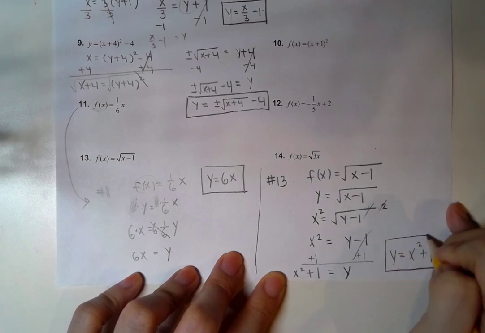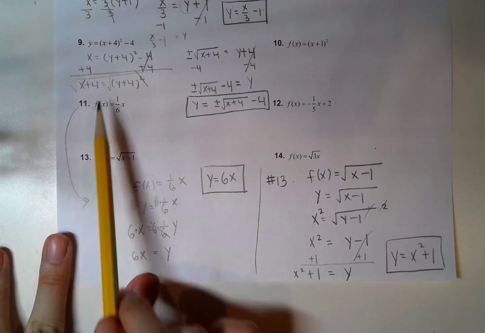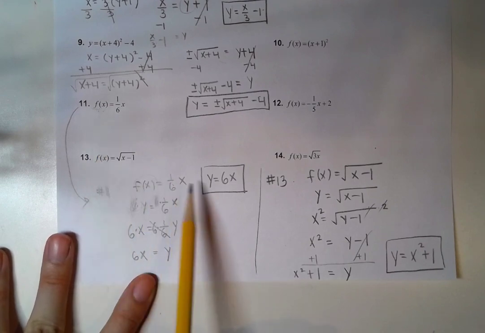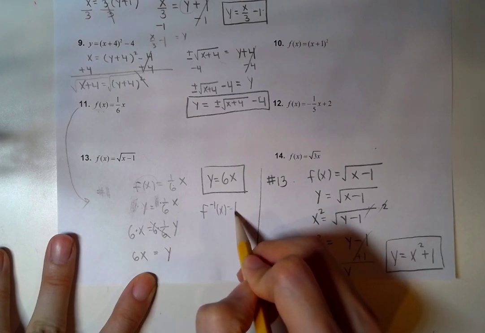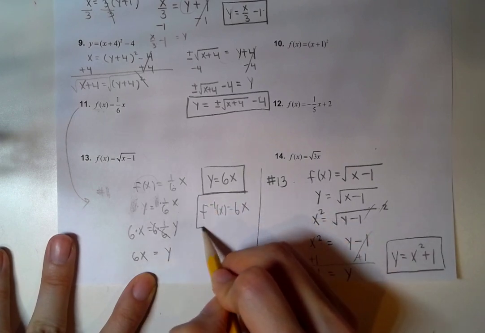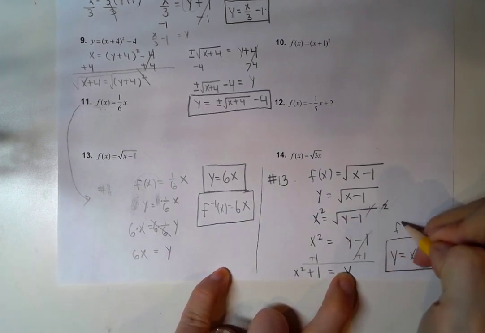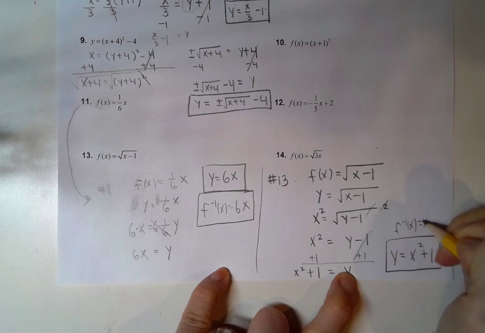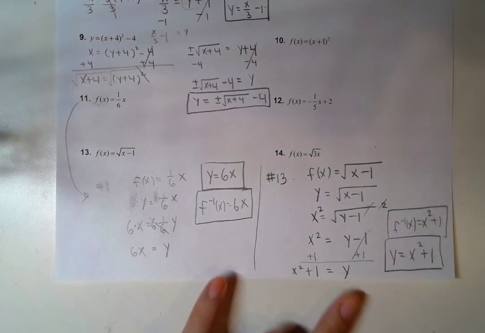Like this. And also, you know what? That one, original question had f of x, right? So you can also write it f inverse of x is 6x. You can do this. Same here. You can do f inverse of x is x squared plus 1, is the same thing. Okay?